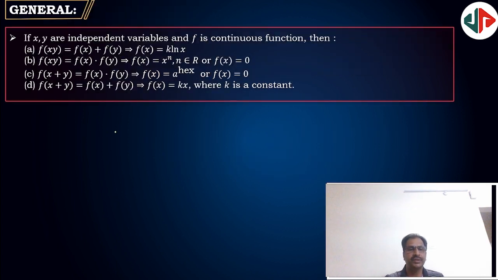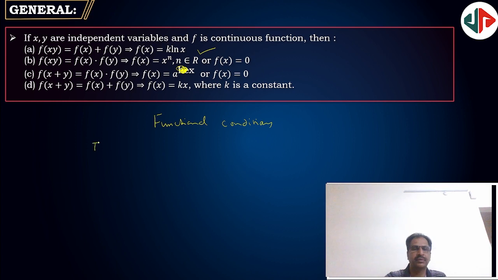Next, these are known as functional conditions. First we'll look at the first one. If f of xy is equal to f of x plus f of y, then f of x is equal to k into log x. If f of xy is equal to f of x into f of y, then f of x is equal to x power n. If f of x plus y is equal to f of x into f of y, then f of x is equal to a power x. And if f of x plus y is equal to f of x plus f of y, then f of x is equal to k into x, where k is any constant.